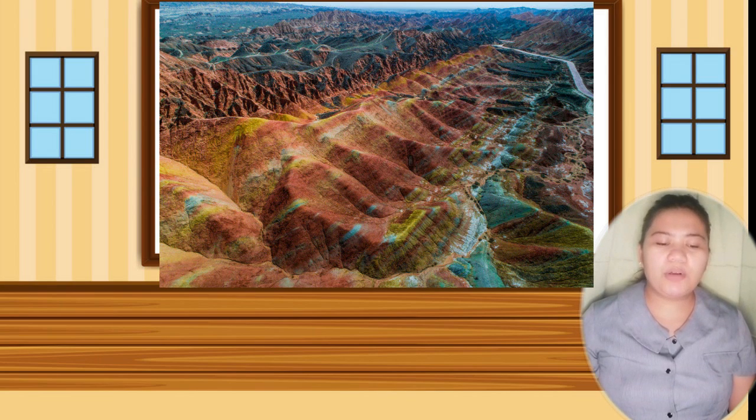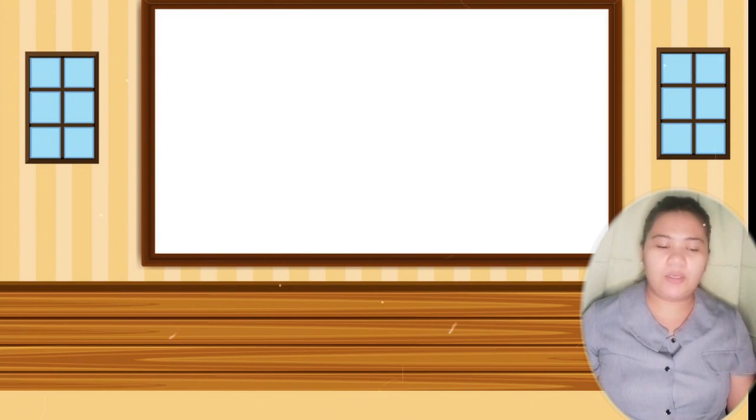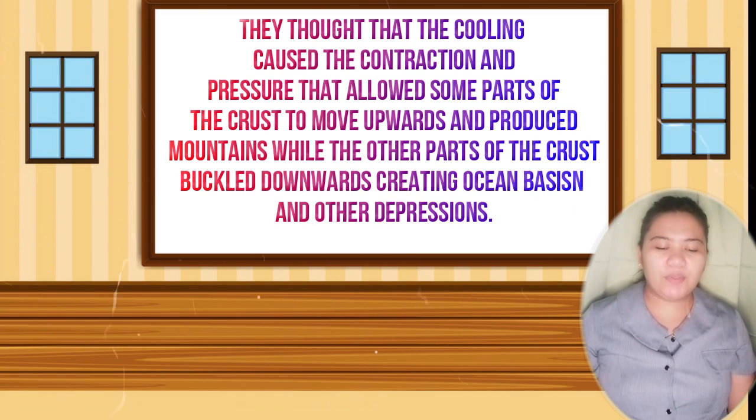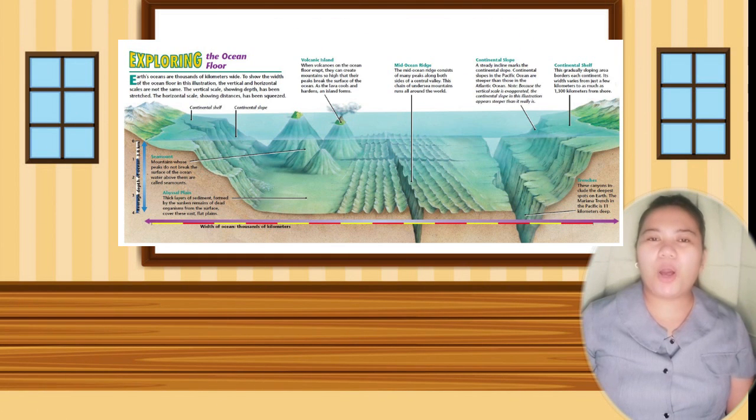They thought that the cooling caused a contraction and pressure that allowed some parts of the crust to move upwards, as I said a while ago, and produce mountains, while other parts of the crust buckled downwards, creating ocean basins and other depressions. So just as there is an upwarping process, there will be some downwarping processes that lead to the formation of basins on the ocean floor.